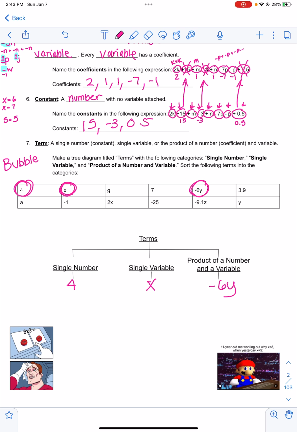All right, hopefully you're ready to check answers. So I'm going to go ahead and fill out the rest. See if yours matched with mine. So all of these are terms, and there's 3 different types of terms.